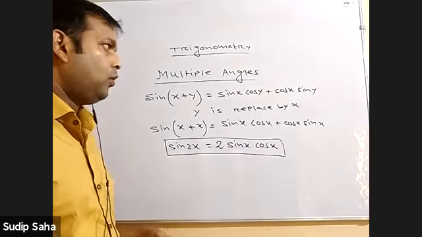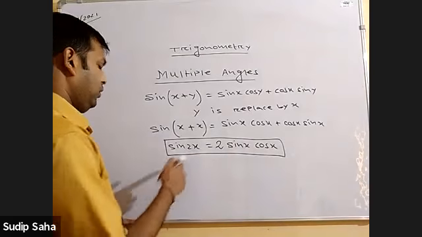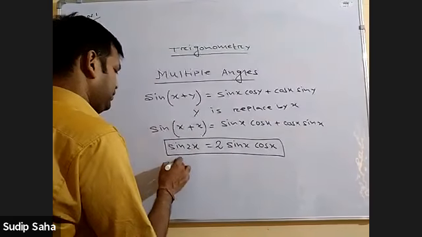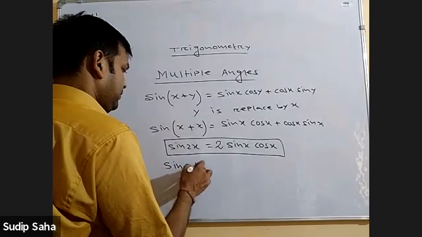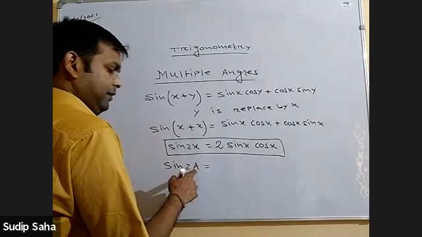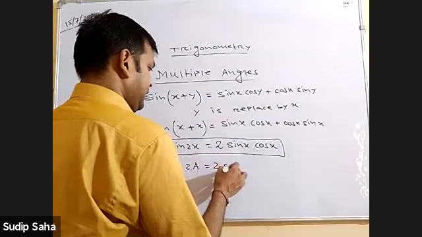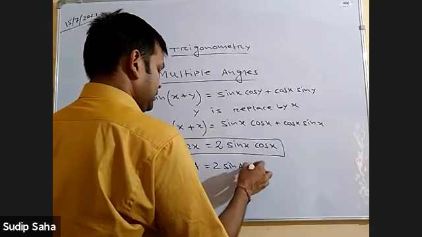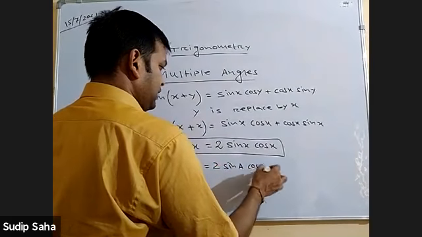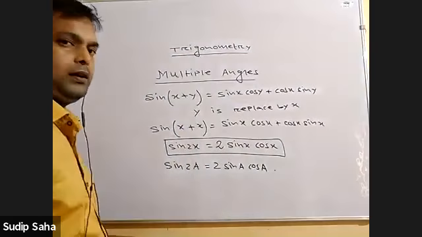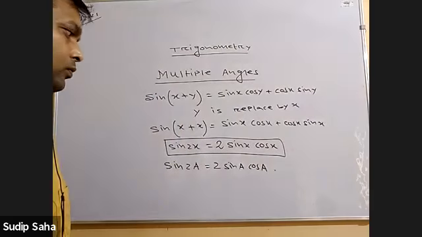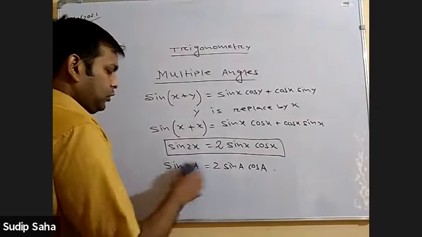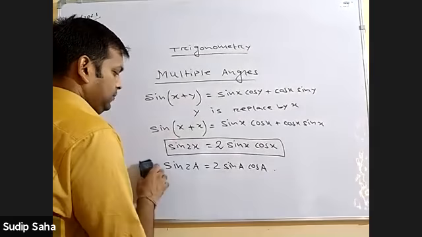Or you can say sine twice a, not an issue. In place of x, I have written a here, so it will be 2 sine a cos a. Is that okay with you? So any one you can write, this one or this one.